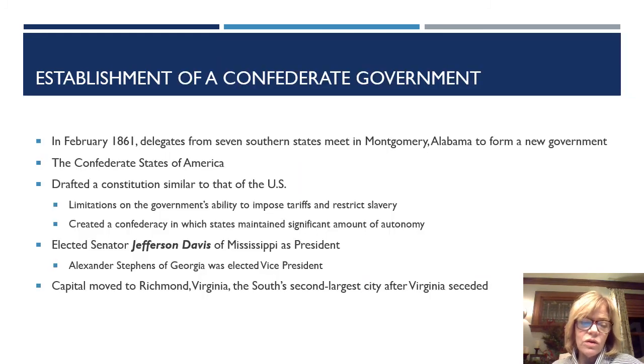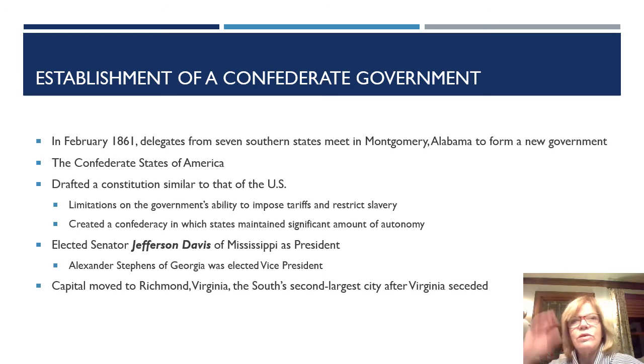All right, so the Confederates, they meet in February 1861. They establish a capital in Montgomery, Alabama. The Confederate States of America, they draft a constitution that's very similar to that of the United States Constitution, except it's a confederacy, and they place limitations on their central government, restricting slavery and a tariff.